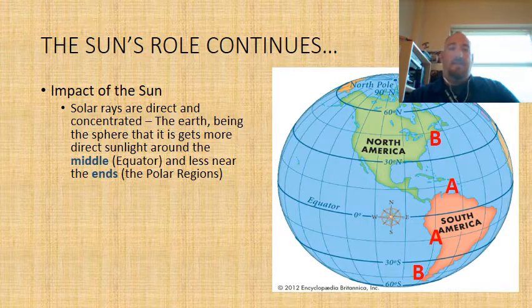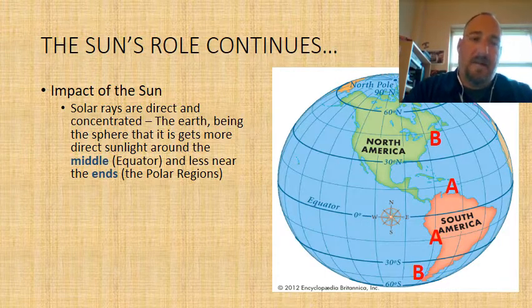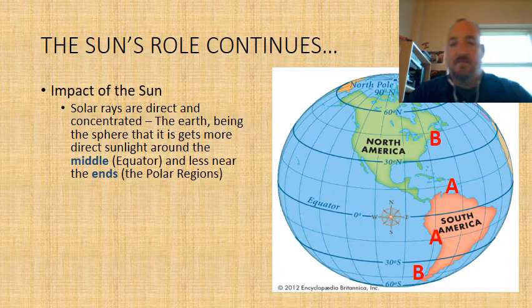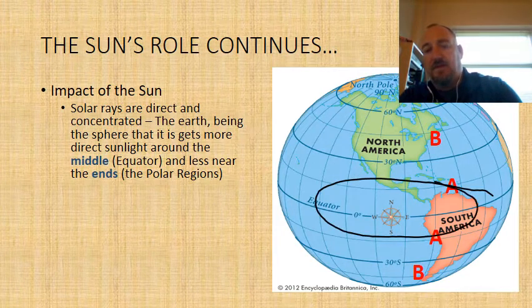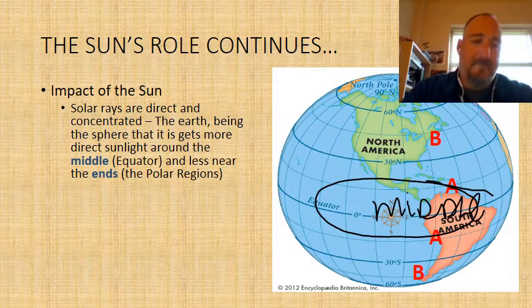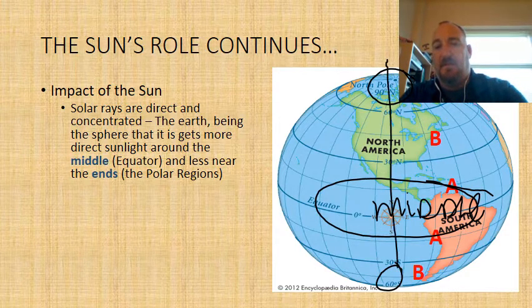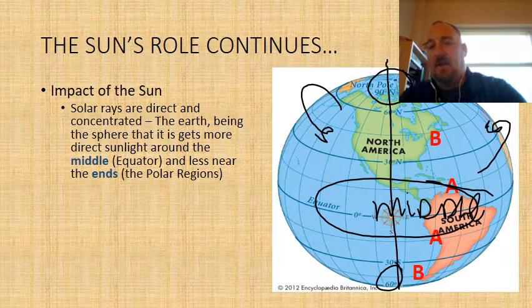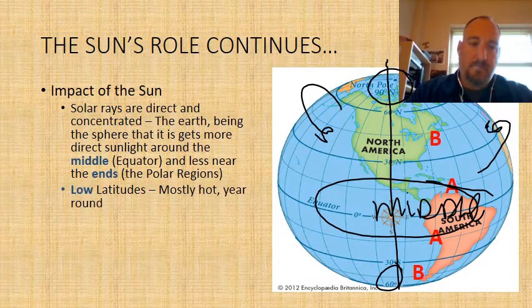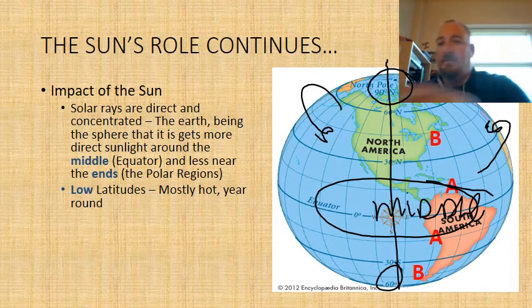So the sun's role then, the impact of the sun in weather and climate: the solar rays are direct and concentrated. The Earth being a sphere, it gets more direct sunlight around the middle. Here, the equator, the middle, and less near the ends, the polar caps, right? Because remember that we have the axis, and then the Earth is tilted, and it's rotating on the axis.